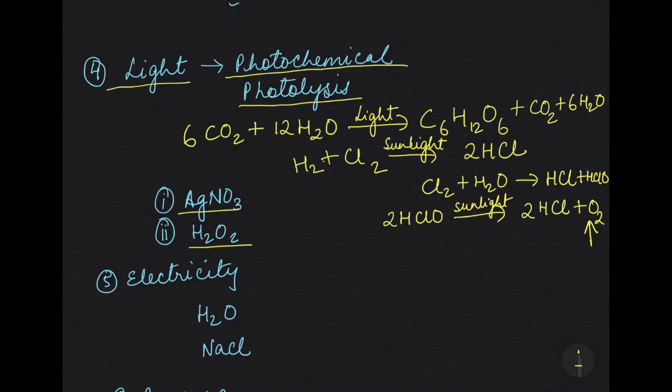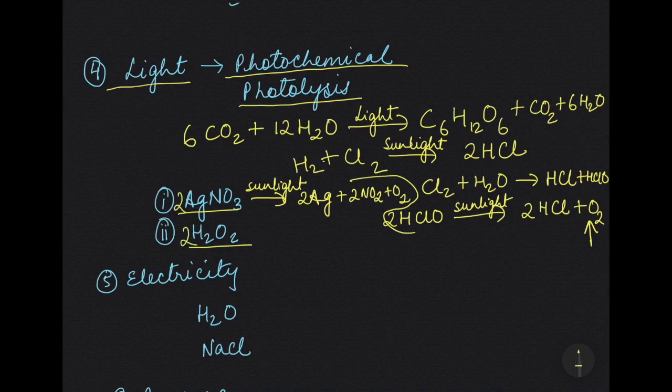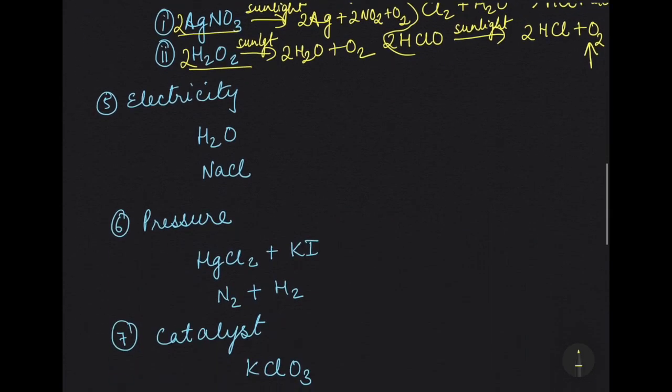So in the presence of sunlight, silver nitrate decomposes into silver, nitrogen dioxide and oxygen. Okay, similarly, 2 molecules of hydrogen peroxide in the presence of sunlight decompose into water and oxygen. Okay, the next condition is electricity.